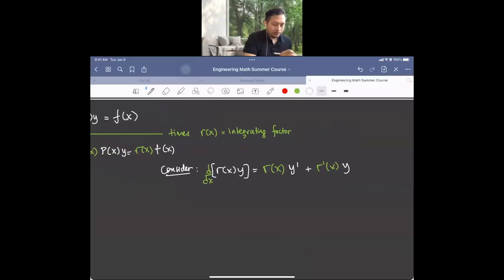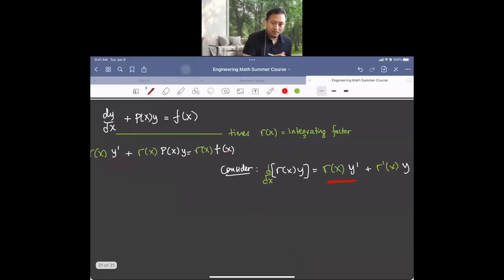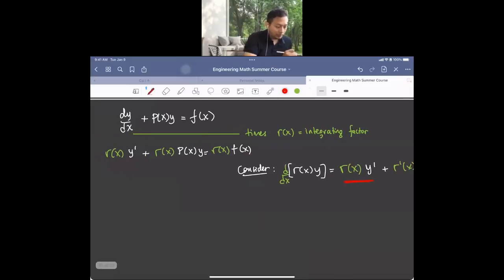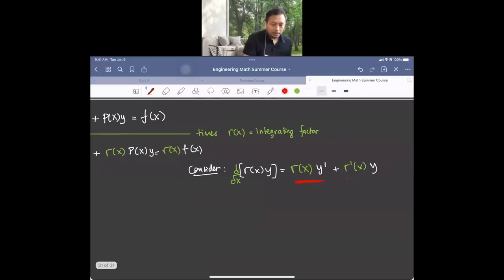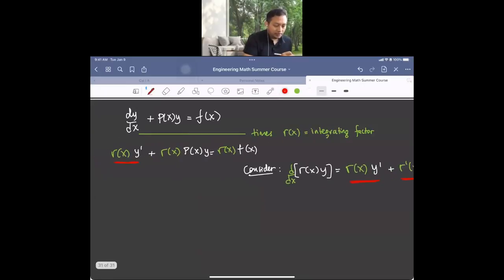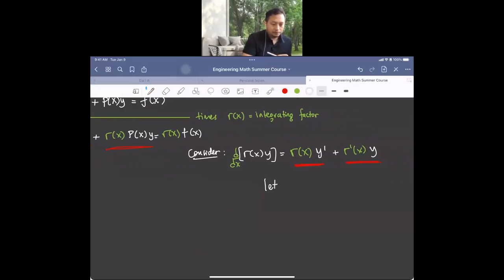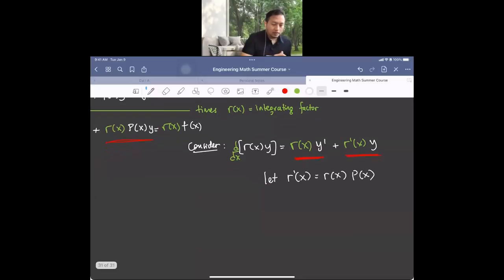Now let's see that our r(x) y prime has a similar structure to our equation here, right? The problem is this r prime(x) y is not really the same. So let r prime(x) equal r(x) p(x). Our goal here is to define what our r(x) is. So let r prime equal r(x) p(x).